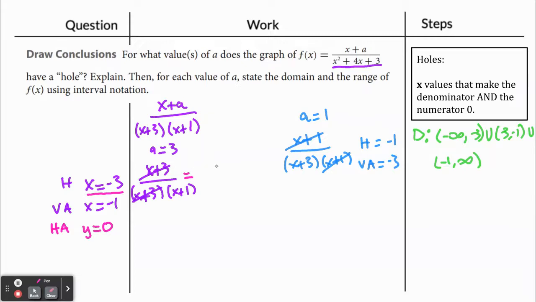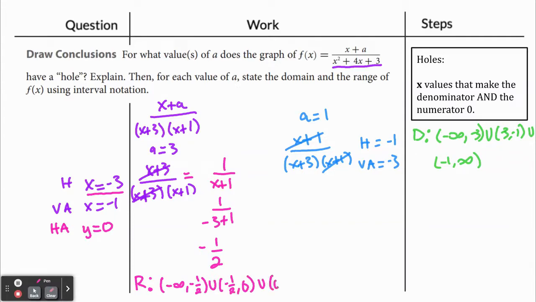Let me simplify this really quick, because this ends up being 1 over x plus 1. So I can just plug in negative 3, which gives me 1 over negative 3 plus 1, which ends up being negative 1/2. So my range, although a little bit weirder here, is going to be negative infinity to negative 1/2, negative 1/2 to 0, and 0 to infinity. So that's for the left side here.